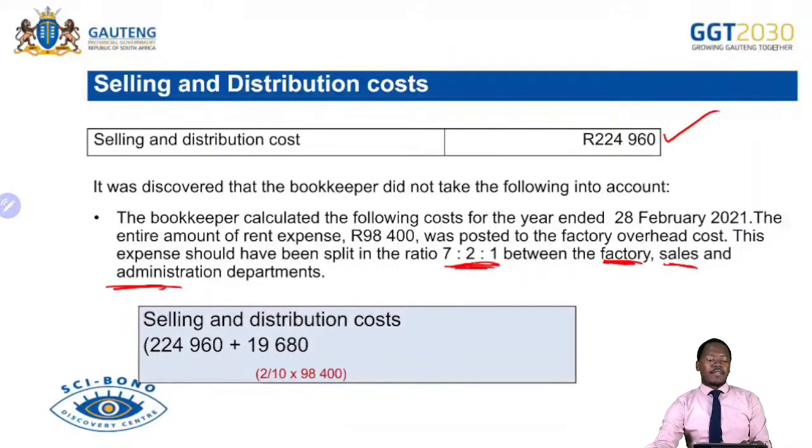Now, grade 12, for selling and distribution, remember we have done 2/10. The total ratio here is 10, so selling is 2, so it's 2/10 multiplied by the amount 98,400, so we get 19,680. We add it because it was never included there.